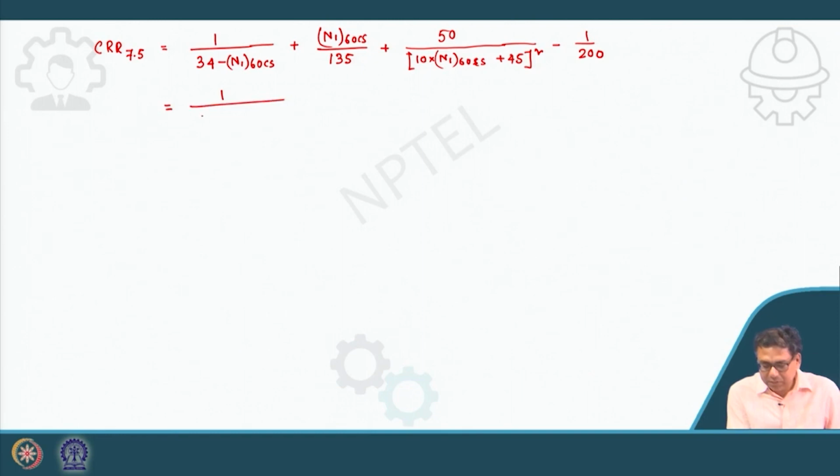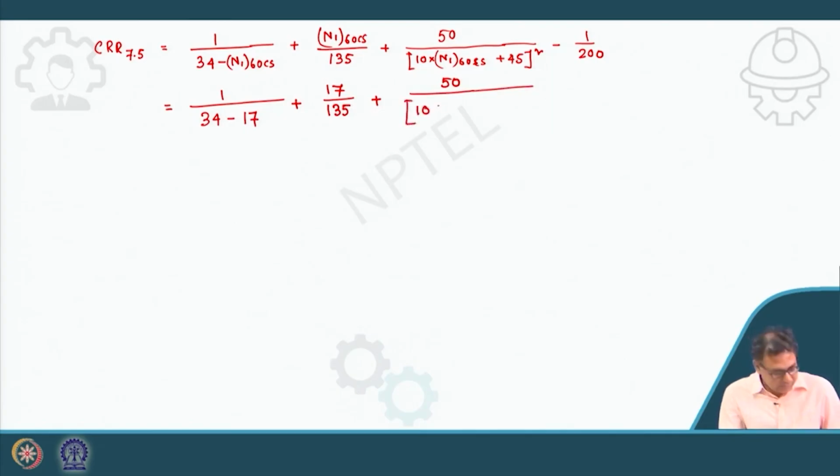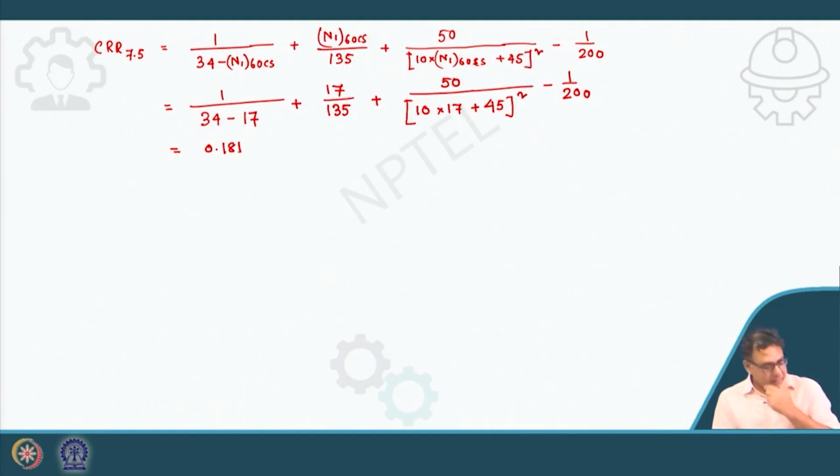So I will put 34, N160 clean sand is 17, plus 17 divided by 135, plus 50 divided by 10 into 17 plus 45 square, minus 1 by 200. So this is coming out to be 0.181.